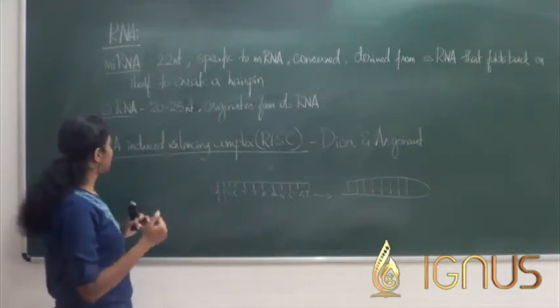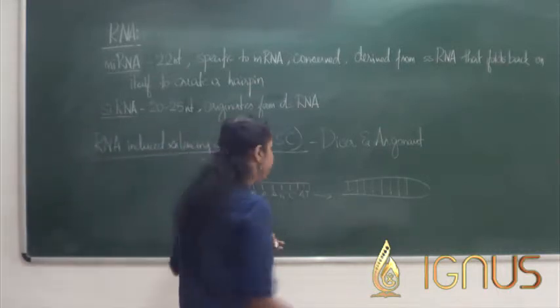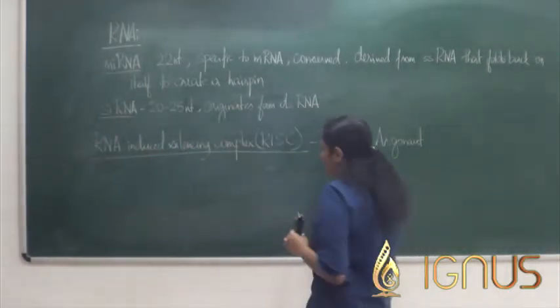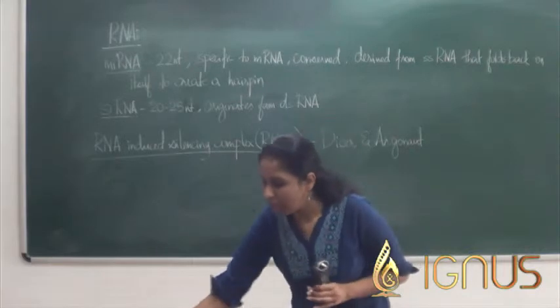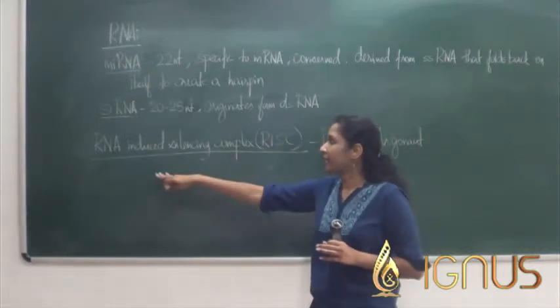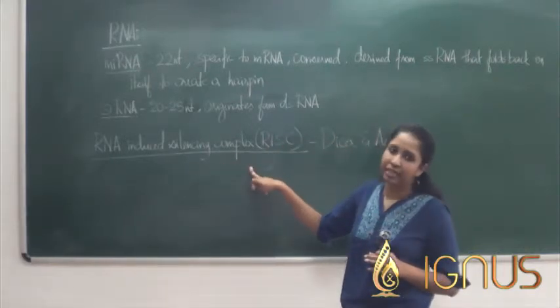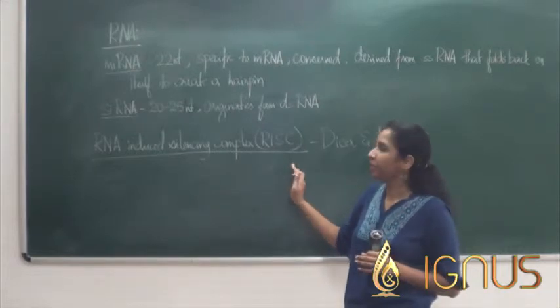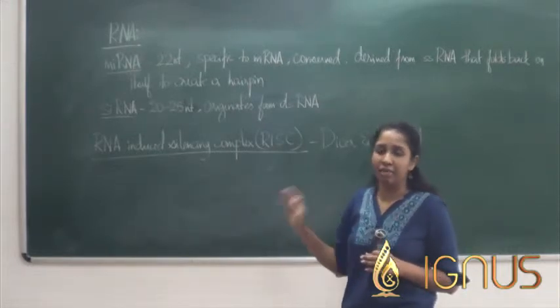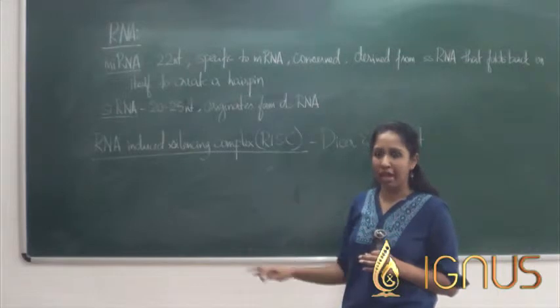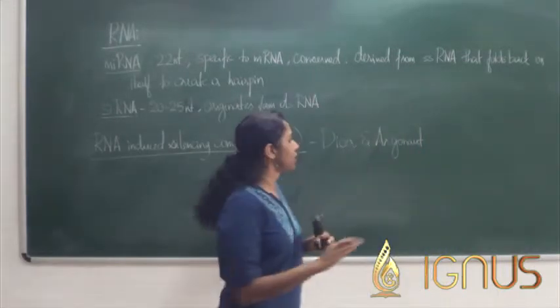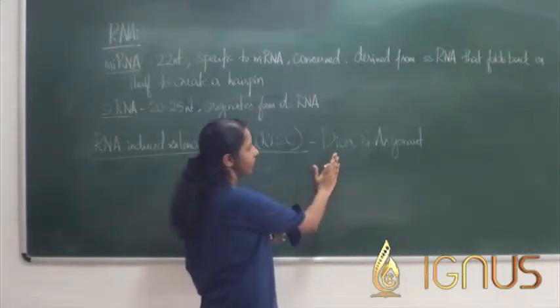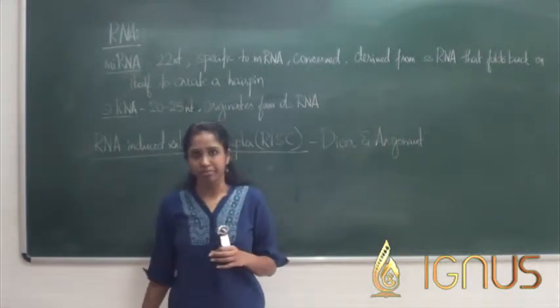Okay, now moving on to the RNAi itself. RNAi makes use of a complex known as the RNA-induced silencing complex, termed RISC. Now within the RISC complex there are multiple enzymes which are going to be active, but we will only be talking about two enzymes, Dicer and Argonaute.